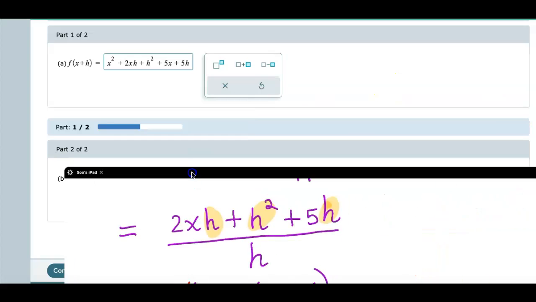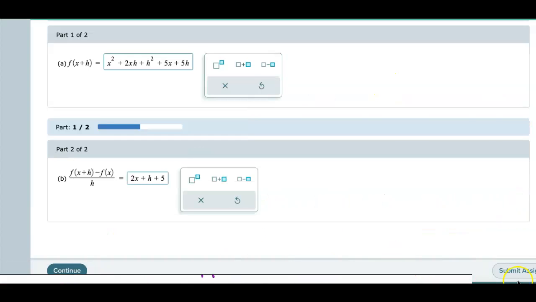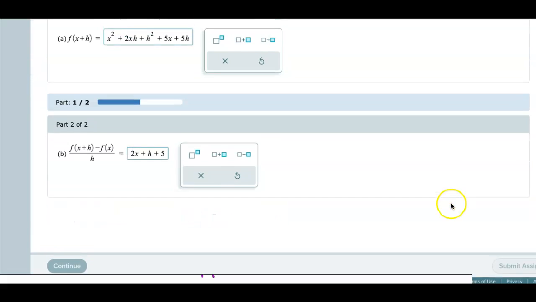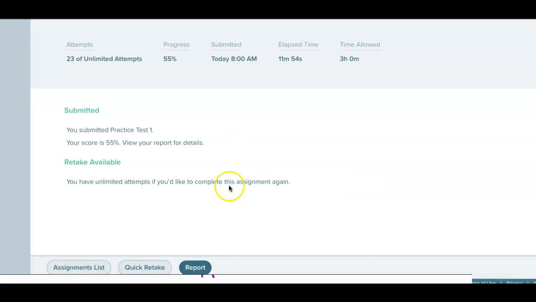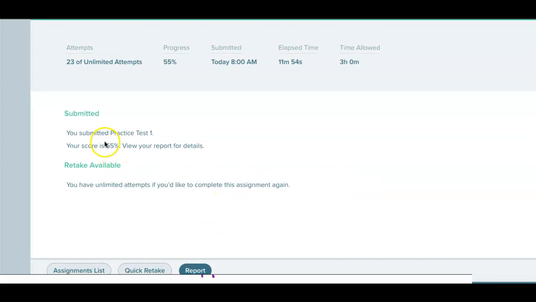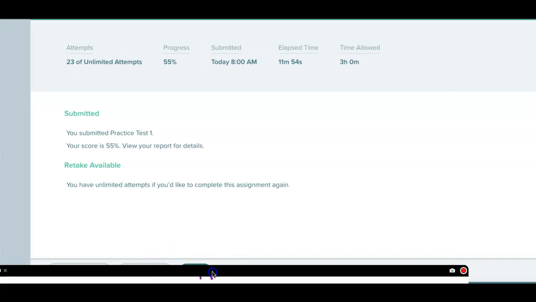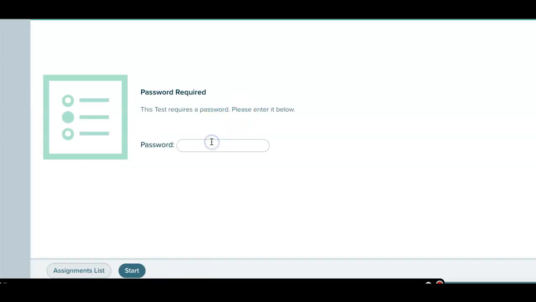And I'm going to submit this test to see if we got this right. This was number 38. Oh no, 39. I started with 4% on this practice and now I'm up to 55%. I'm so happy. All right, going to quick retake.